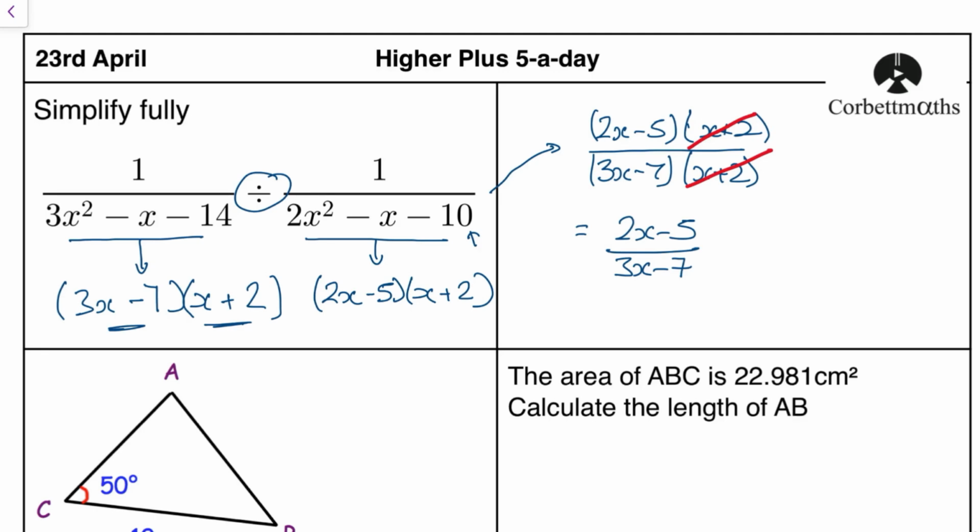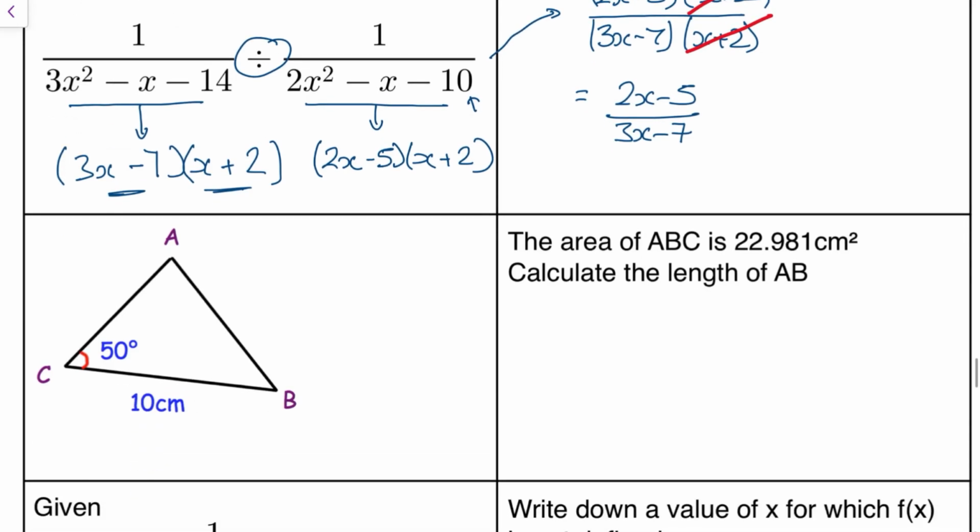And I've simplified it fully. I can't do anything else. I can't cancel the x's. I can't cancel any other numbers. So that is my final answer. Now, if you have a couple of minutes in the exam, it's probably going to take you a couple of minutes, put a number into here, put a number into here, and they should get the same answer. So you can always check that. But either way, that is my answer to my first question.